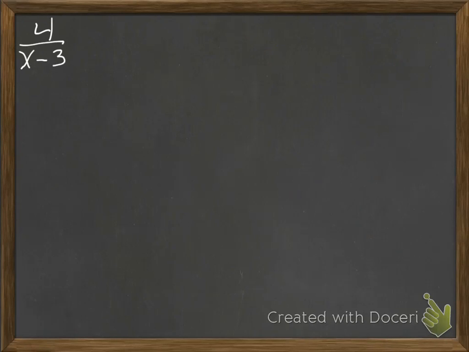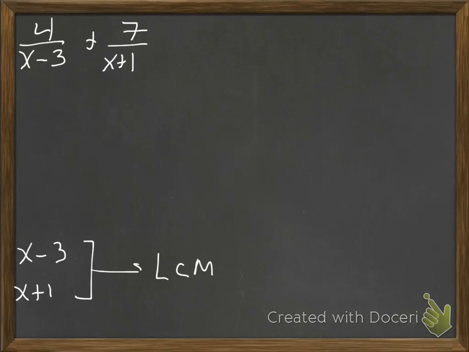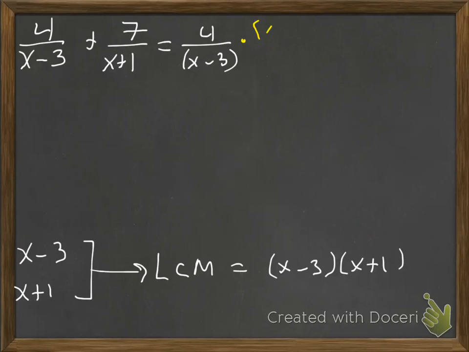So we're going to look at 4 over x minus 3 plus 7 over x plus 1. So my denominators are x minus 3 and x plus 1. They're both distinct, so I'm going to need one of each. So my LCM is just going to be x minus 3 and x plus 1, and that's what I want my denominators to look like. So the 4 over x minus 3 is missing an x plus 1, so we're going to give it an x plus 1. So multiply top and bottom by x plus 1.